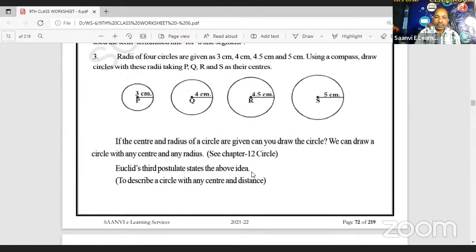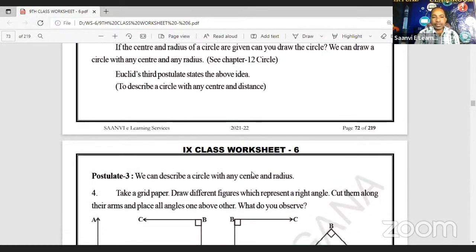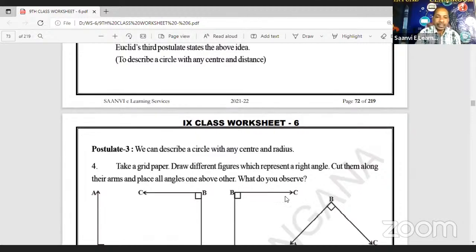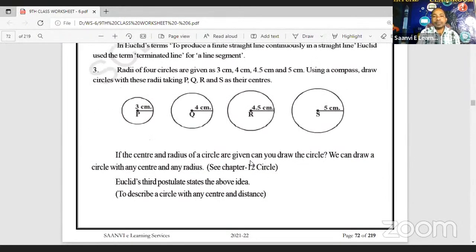Okay. So what is it saying about postulate 3? We can describe a circle with any center and radius. We can describe any circle. So here some different circles are given. We can describe a circle with any radius from any center.